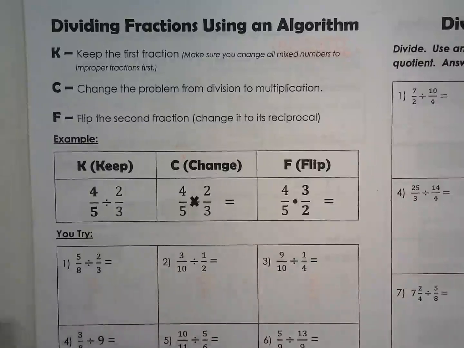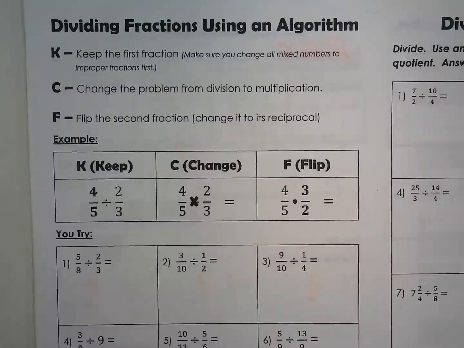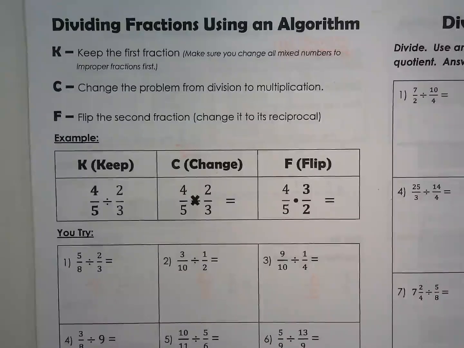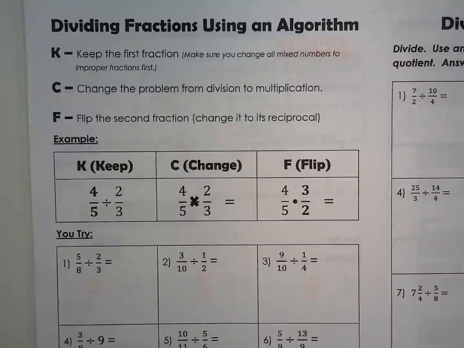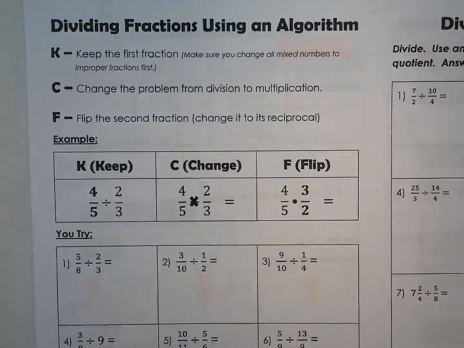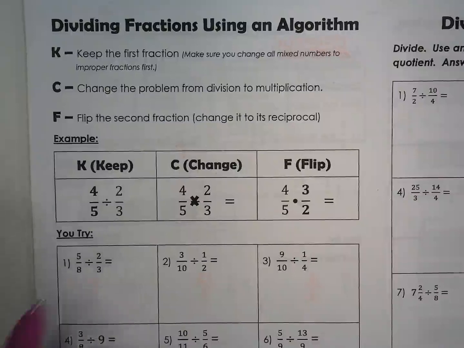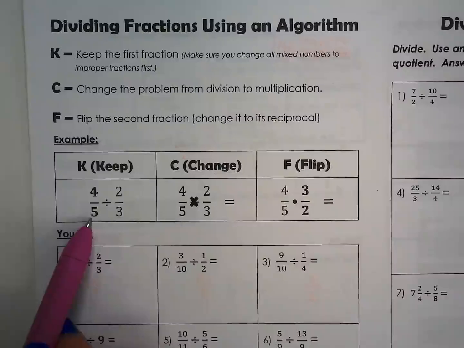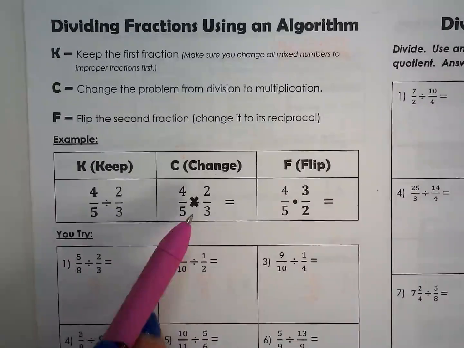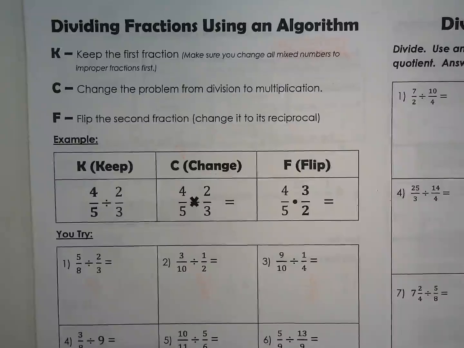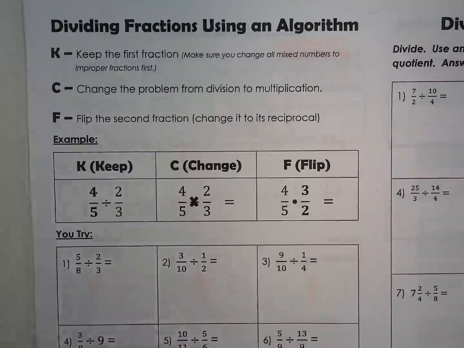Keep, change, flip, which you've probably heard before, is, listen to me carefully, a mnemonic device that we use to remember what to do. It's not really a mathematically sound device, but it does help us remember. Keep means whenever we divide, we're going to keep the first fraction. Change means we're going to switch from division into multiplication. And flip means we're actually going to multiply times the reciprocal. So if you know how to multiply and you know how to find a reciprocal, you can divide.